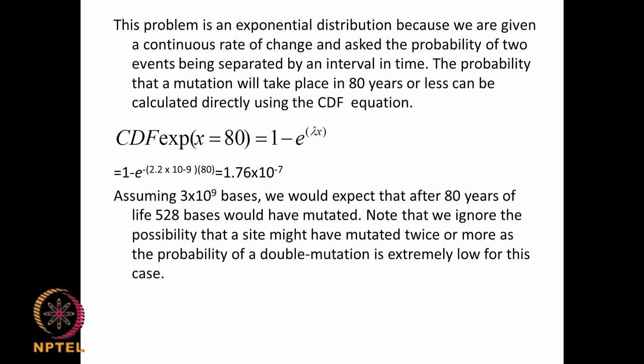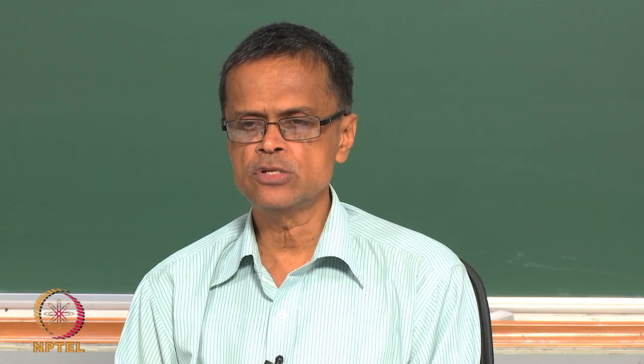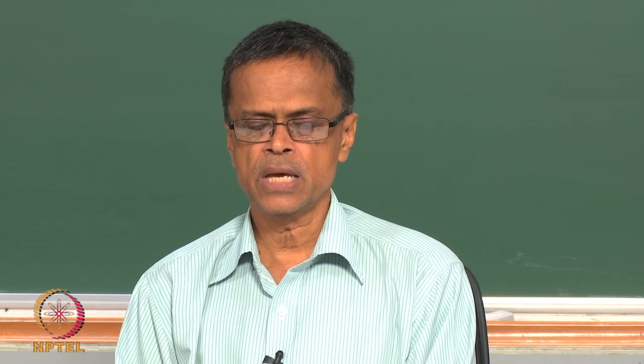Of course, here we assume that the possibility of a site getting mutated twice, a double mutation, is extremely low, so it is only single mutation. By assuming that we get a probability of 1.76 into 10 power minus 7, and if there are about 3 into 10 power 9 bases, there would have been 528 bases mutated in the 80 years. So, this is an exponential distribution, it tells you the time between events. It calculates the probability of the time for a particular event to happen.